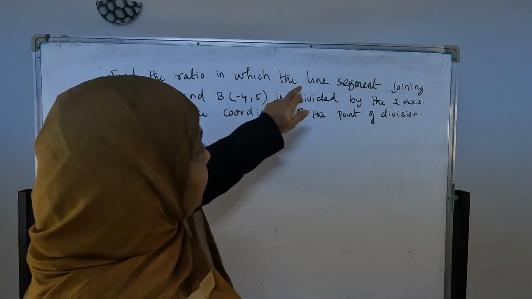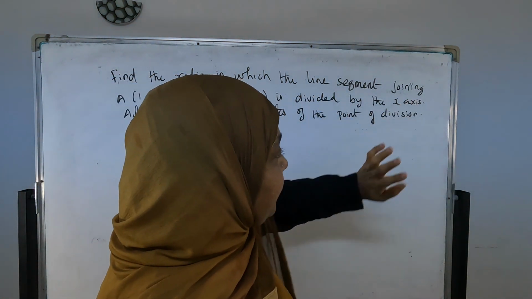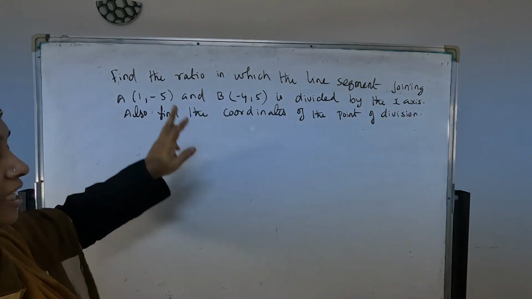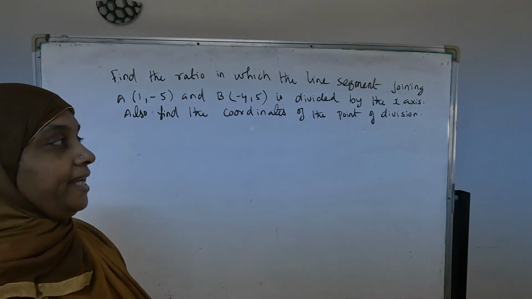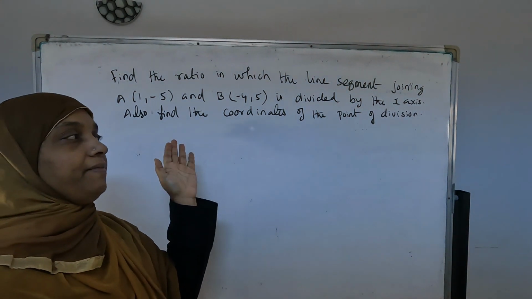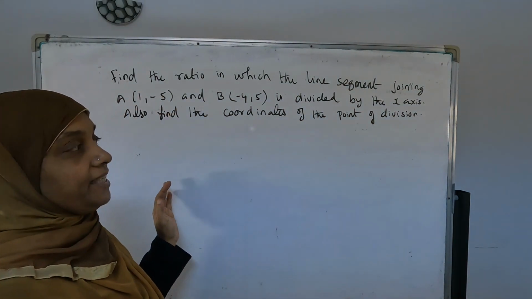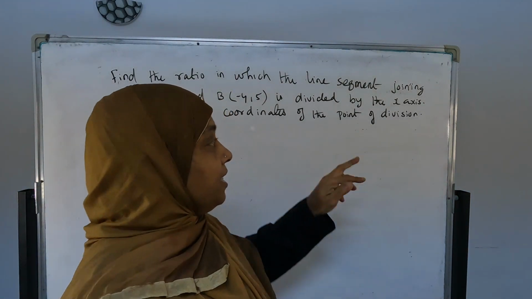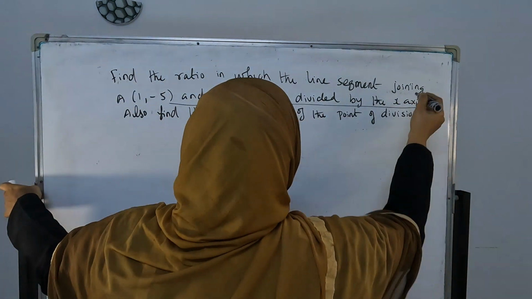Find the ratio in which the line segment joining A and B is divided by the x-axis. So they are asking us to find the ratio. The ratio they didn't give, so we have to take the ratio formula. If this sum is given in 3 marks or 2 marks, you use the ratio formula. But if it is in a 1 mark question, don't use anything. Directly we can solve. See here, up to this one only they will give in 1 mark, divided by the x-axis.